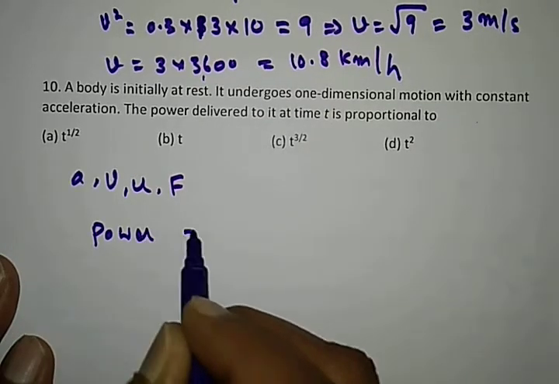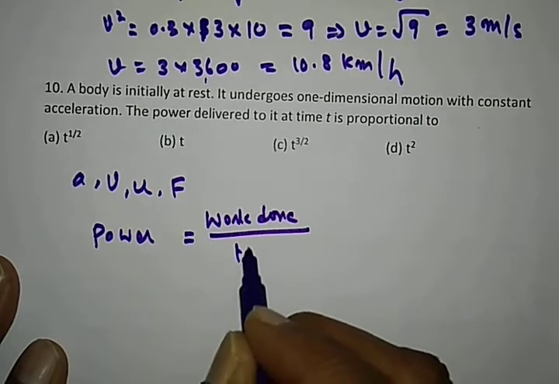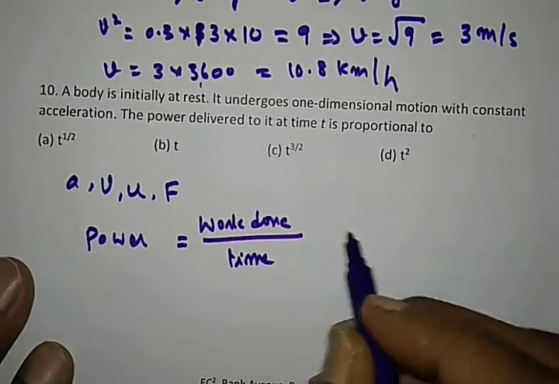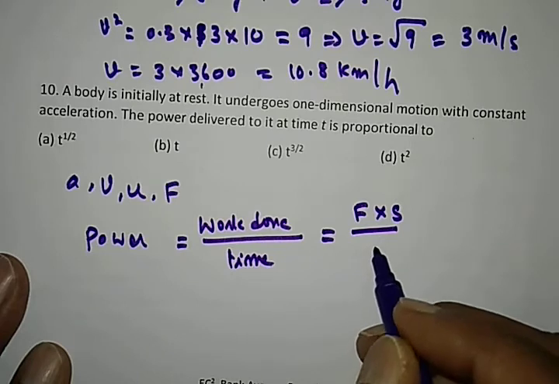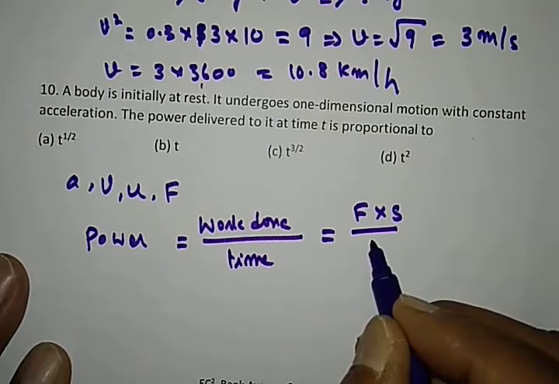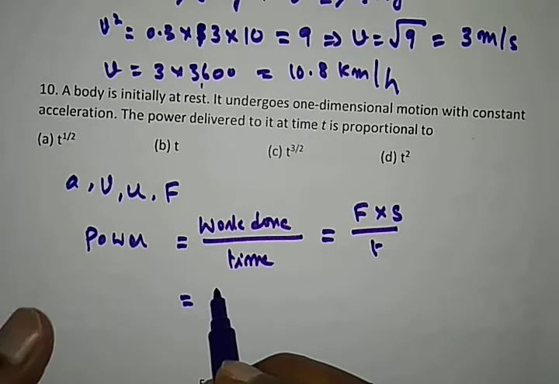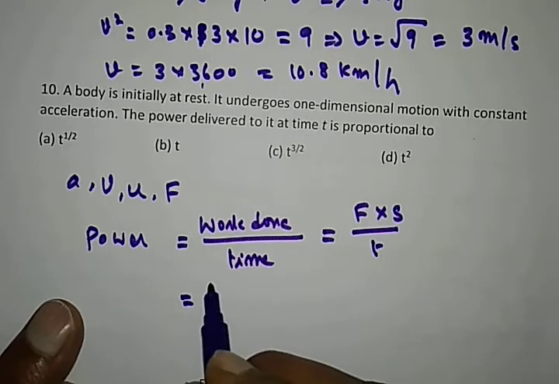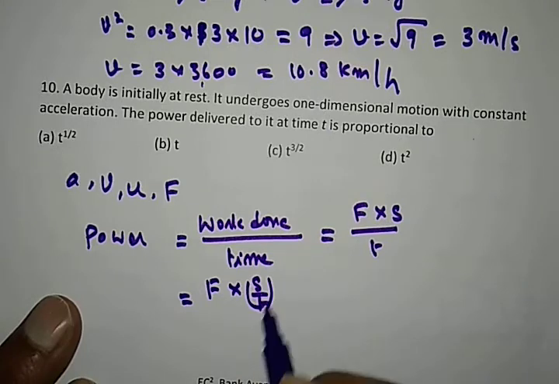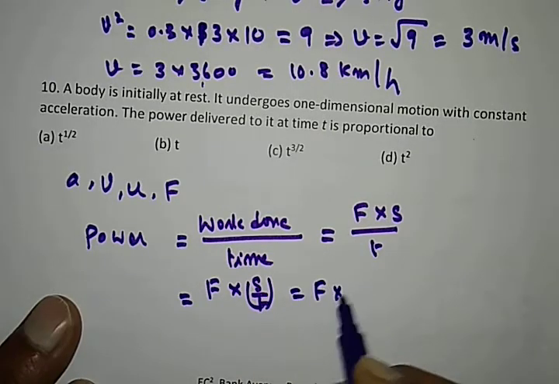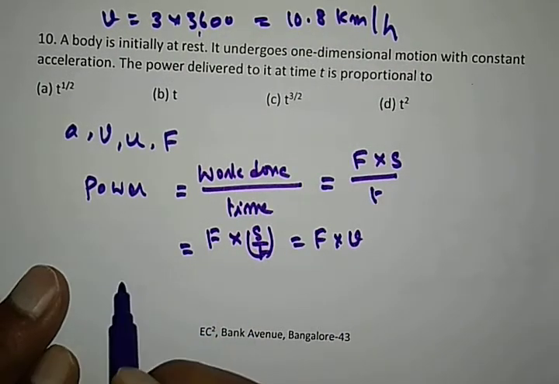Power is equal to work done by time. Work done is force into displacement, by time. Okay. So force we will take separately. Displacement by time, we will group it. So then this will become F into, this is nothing but velocity. So power is equal to F into v. So let us calculate v.